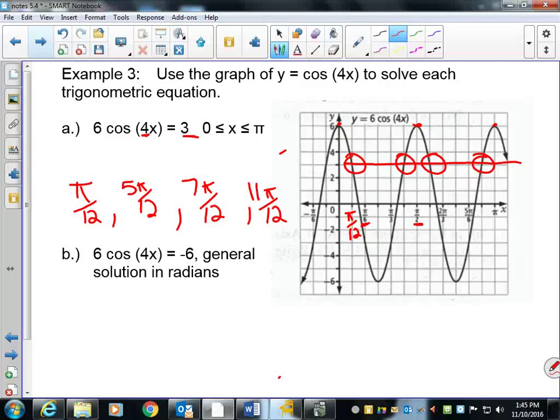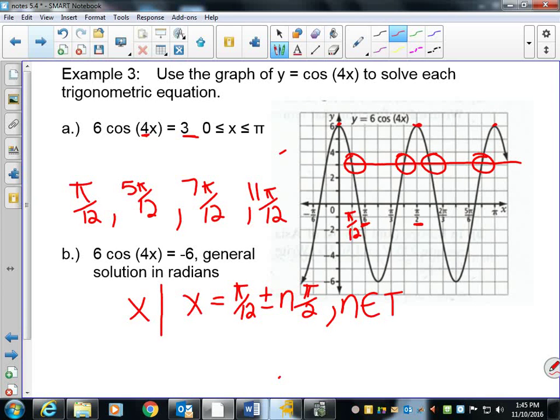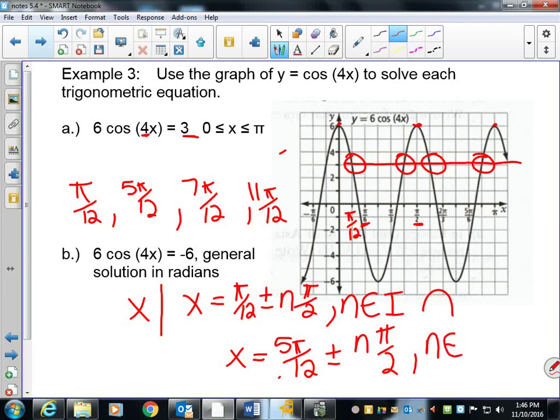So our general solution could be that x is equal to pi 12ths plus or minus n pi halves, where n is an element of the integers, as well as x is equal to 5 pi 12ths plus or minus n pi halves. n is an element of the integers.